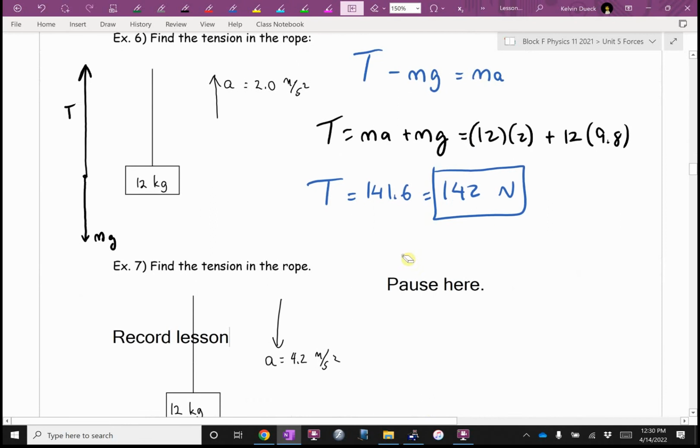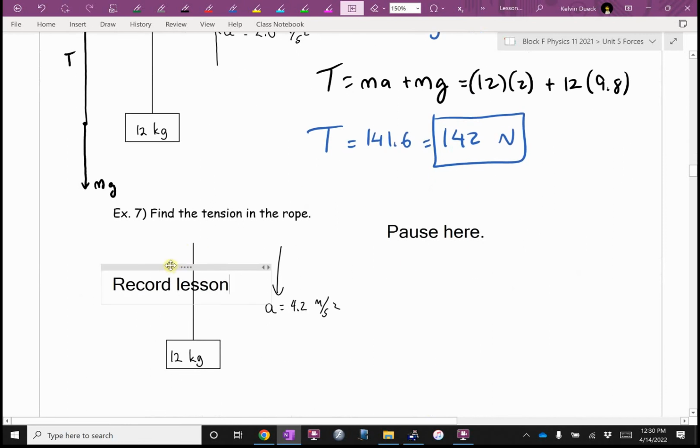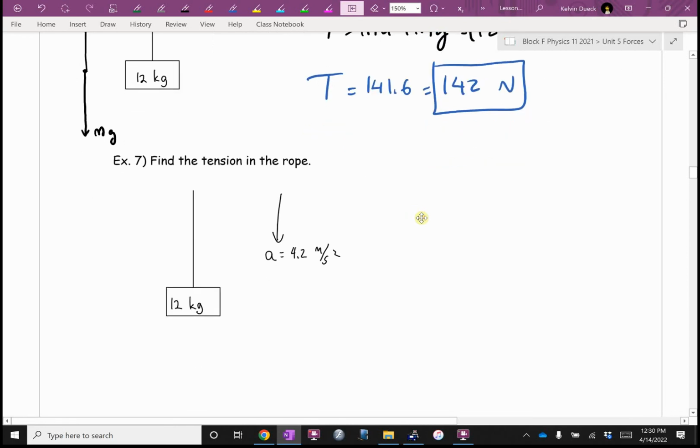And we got to, I think, example 7, and I have a little note here reminding me to record the lesson, which I have, and hit pause. Example 7. I like example 7. Example 7 is a nice question.